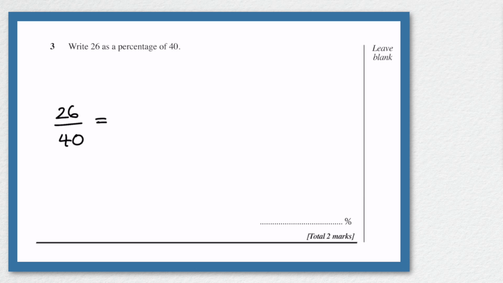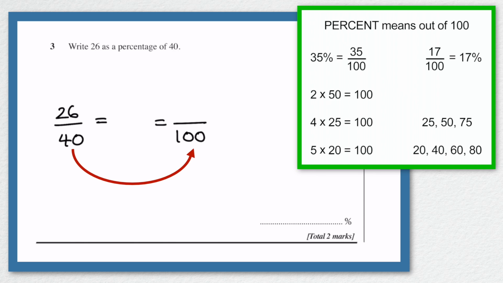In order to find the percentage, we need to write the fraction 26 over 40 as an equivalent fraction over 100. So we need to get from here to here. Now the challenge with this question is that 40 doesn't go exactly into 100. So it's not a straightforward multiplying the top and bottom by the same number. Let's look at this information again. We know that 40 is a multiple of 20, and that 20 goes exactly into 100.